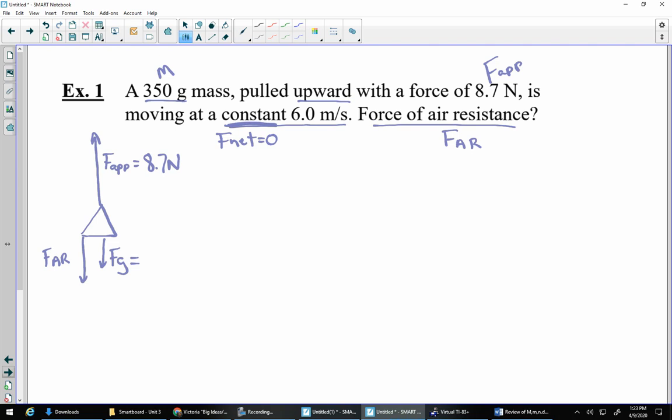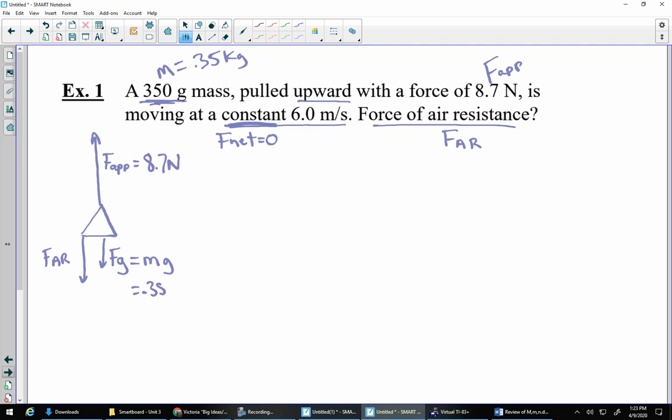My force of gravity, I don't know what that is yet. I know it's there. It's a vertical system. I know it's there. I can figure it out. It's just m times g. So we might as well do this off to the side. So mass, oh, I don't really want grams. So we should probably change that into kilograms, our standard physics units.